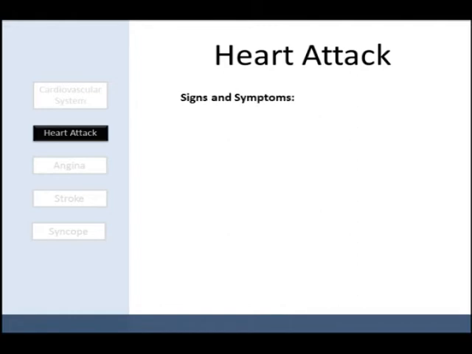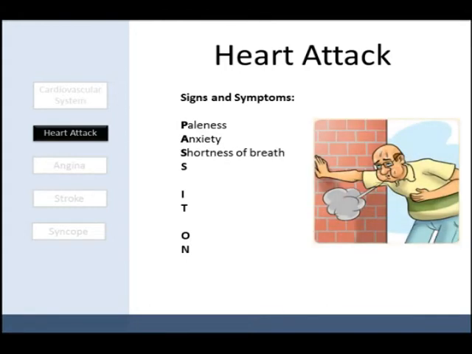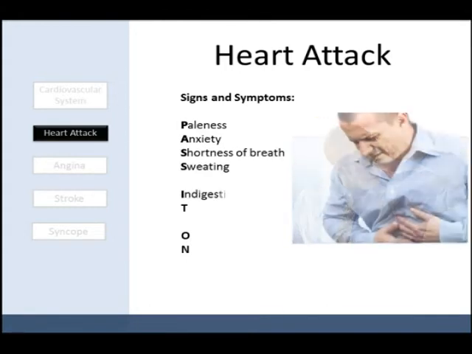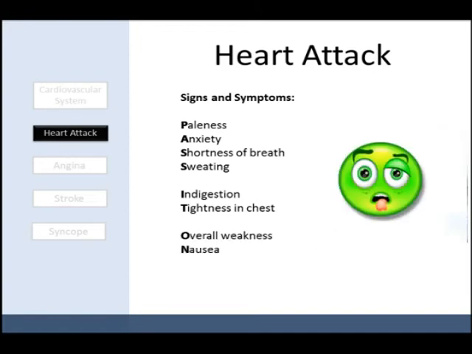To recognize a heart attack, we can use the mnemonic "Pass It On," which stands for paleness, anxiety, shortness of breath, sweating, indigestion, tightness in chest, overall weakness, and nausea. Recognizing these signs and symptoms is crucial because the longer it takes to treat these symptoms, the poorer the expected outcomes after treatment.